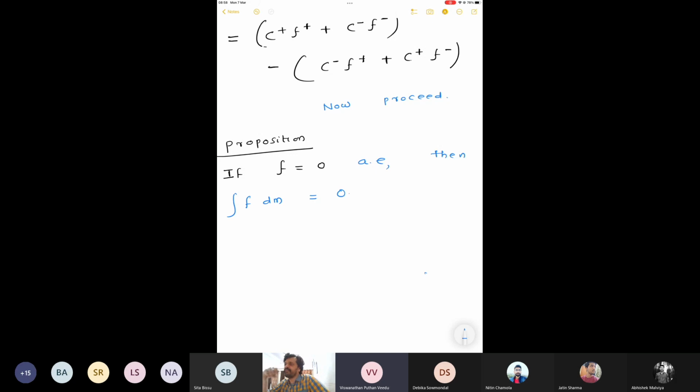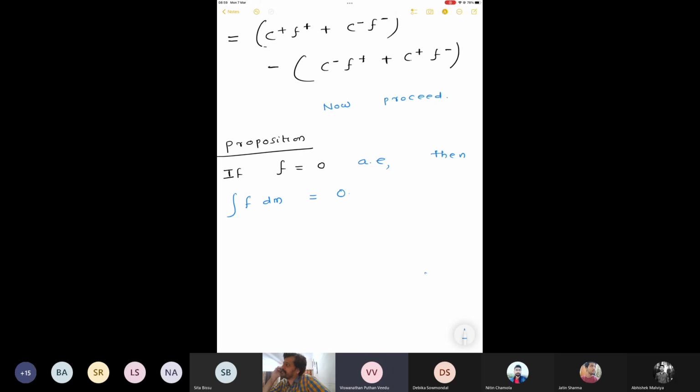Intuitively, can you see why the integral will not be affected if you change the function to some other function? Almost everywhere, if two functions are equal, the integral will be the same. That's what this proposition ultimately tells you. Do you see the reason?